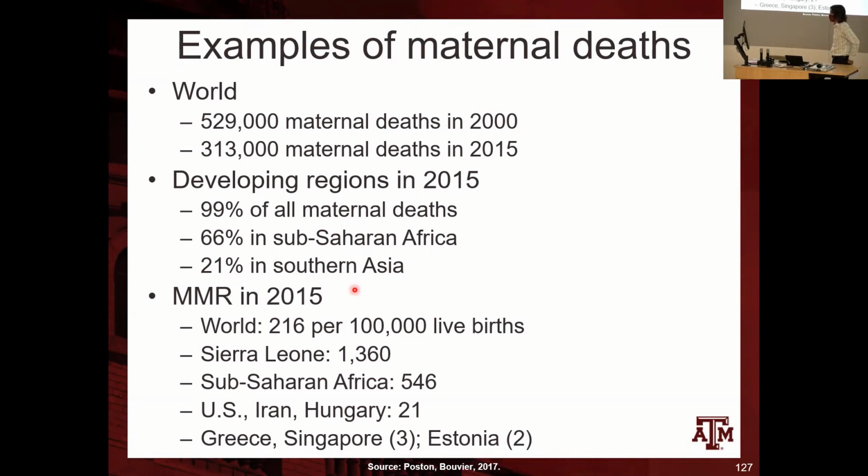The maternal mortality ratio in 2015 was 216 deaths of women due to issues in pregnancy, childbirth, or right after childbirth per 100,000 live births. Much higher levels in Sierra Leone, also high levels in Sub-Saharan Africa compared to, for example, US, Iran, and Hungary, and low levels in Greece, Singapore, and Estonia. So a lot of variation in terms of maternal mortality ratio across countries.